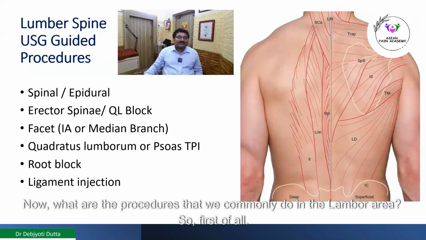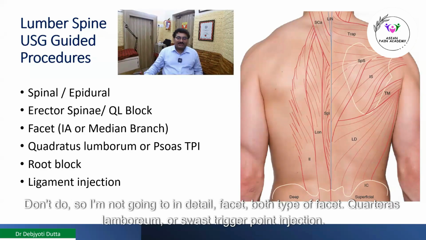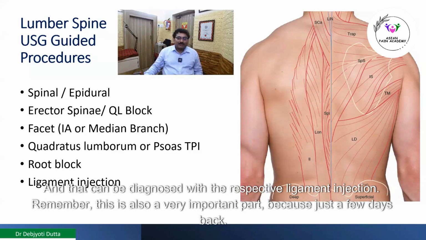Now, what are the procedures that we commonly do in the lumbar area? So first of all, under ultrasound we do the spinal epidural, erector spinae and QL block. These things I have already told you, so I am not going into detail. Facet, both types of facet, quadratus lumborum or psoas trigger point injection, root block or the transforaminal epidural can be done, and the ligament injections if there is intraspinous ligament inflammation or supraspinous ligament inflammation. That is also a cause of back pain, and that can be diagnosed with the respective ligament injection.